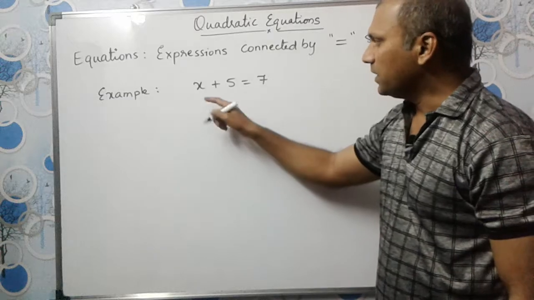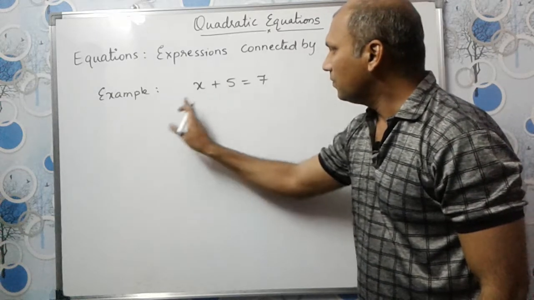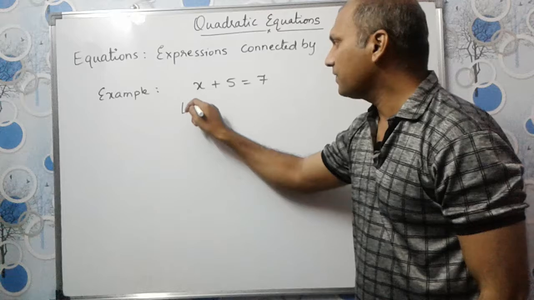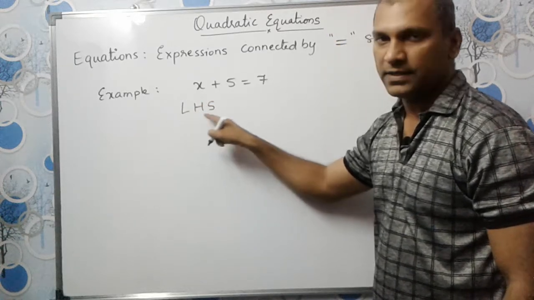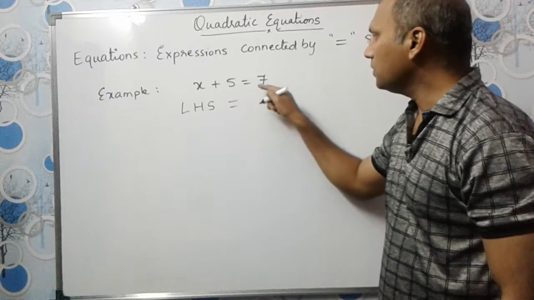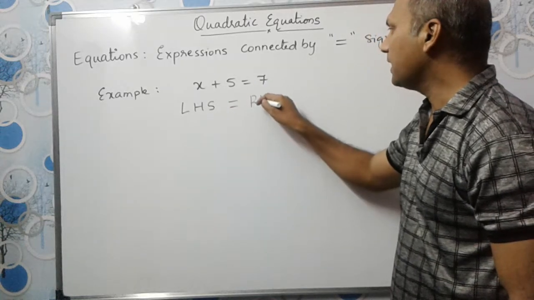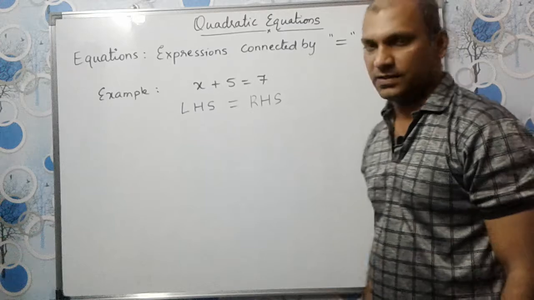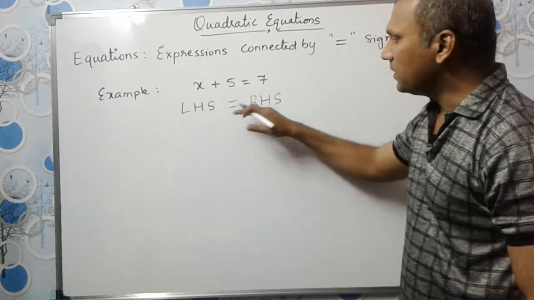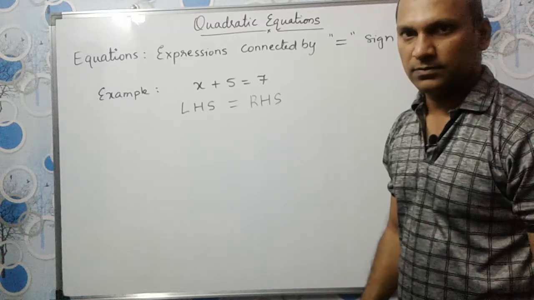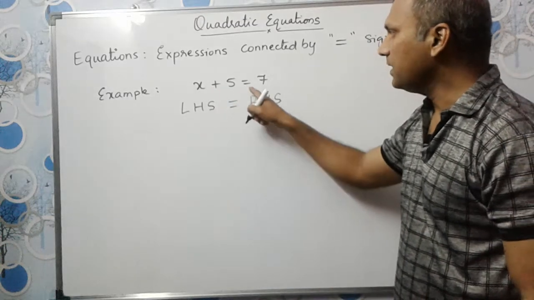Okay, which means, see here, we know that this side is called the left hand side, LHS, is equal to, this is the right hand side, RHS. Okay, which means this LHS is equal to RHS. Okay, x plus 5 is equal to 7.